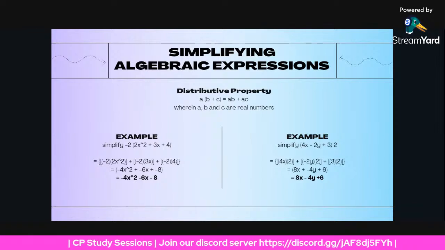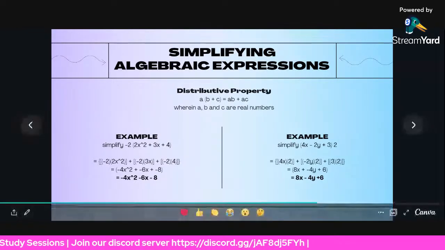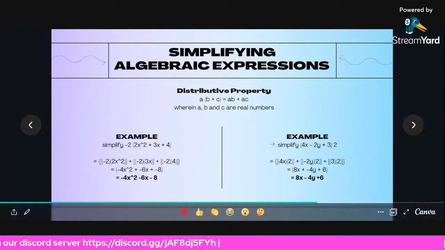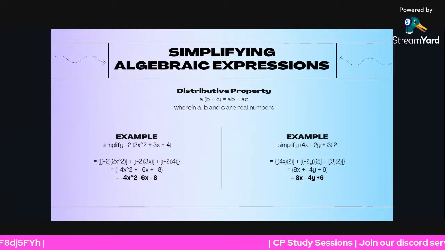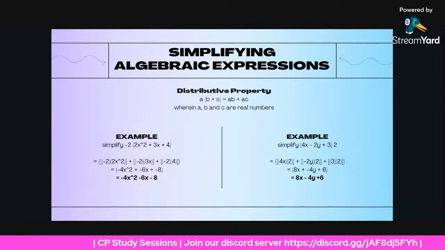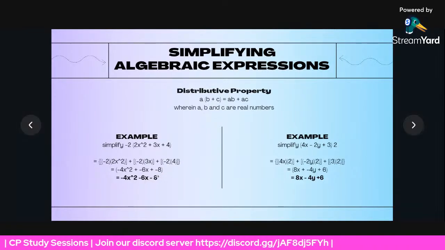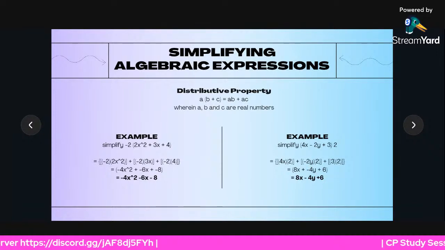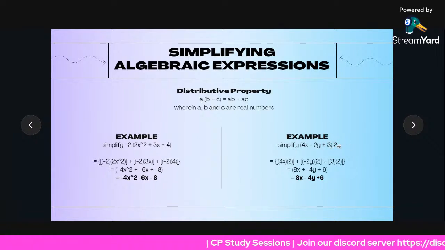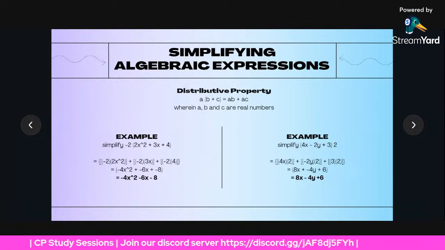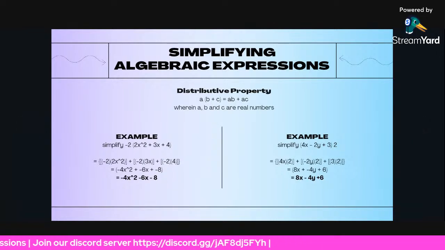Ayun. So, since malinaw naman yon, proceed tayo sa next na example. So, simplify quantity 4x minus 2y plus 3 times 2. So, katulad ng ginawa natin kanina, ulitin lang natin yung procedure. So, this time yung i-distribute mo na constant is nasa may right side naman. Pero same procedure pa rin naman yan.